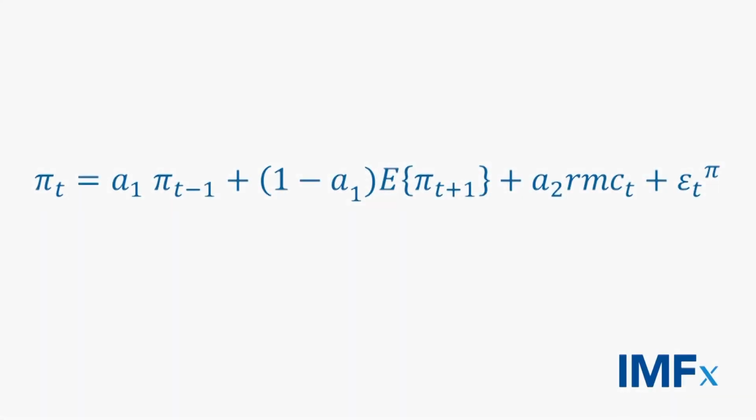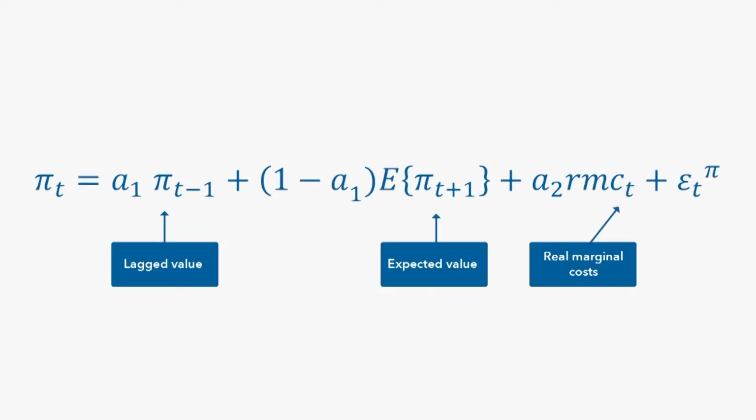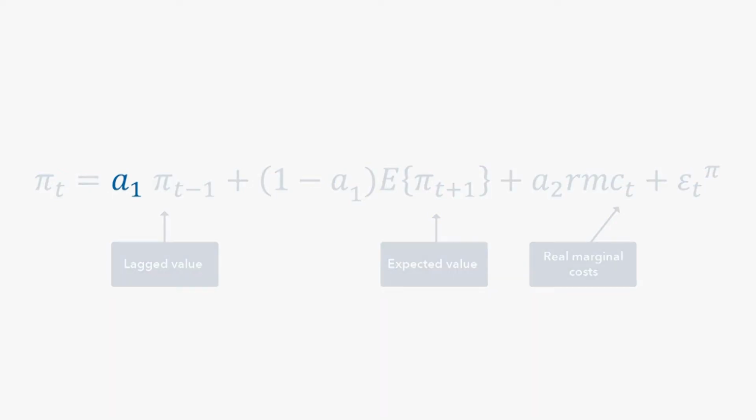The inflation equation describes the relationship between the real marginal cost index, the variable RMC, and the headline inflation index. The real marginal costs variable enters this equation with coefficient A2. It also includes the lag of inflation and the expected value of inflation in the next period, which enter with coefficients A1 and 1 minus A1 respectively.